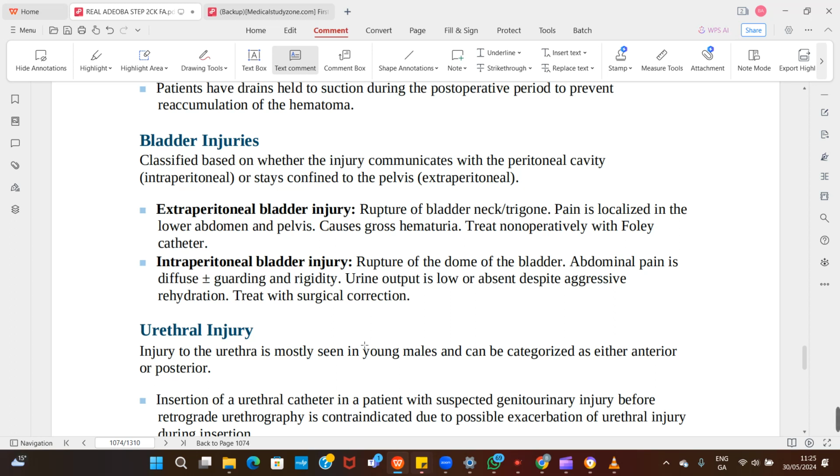So with the extraperitoneal one, you just see urine accumulating in the retropubic space. That is all, right? And they are going to have the pain, the suprapubic pain, the hematuria, the difficulty voiding and the likes. Just give them the Foley's catheter, they'll be fine.